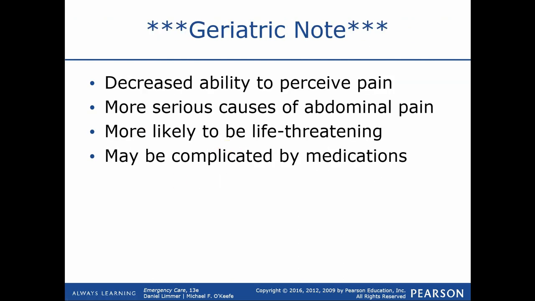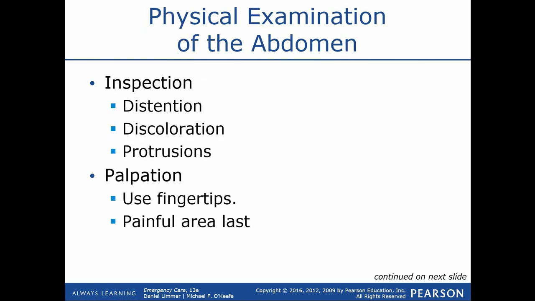With our geriatric patients, because they have a decreased ability to sense pain, a lot of times things can be going on that they aren't able to describe to us or that we're not picking up on. So those are things we have to really watch. Additionally, because our geriatric patients a lot of times are on blood pressure medications and other meds like blood thinners, it may be very difficult for them to compensate when there is something going on within the abdomen.